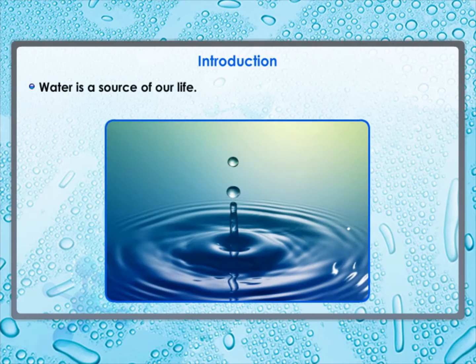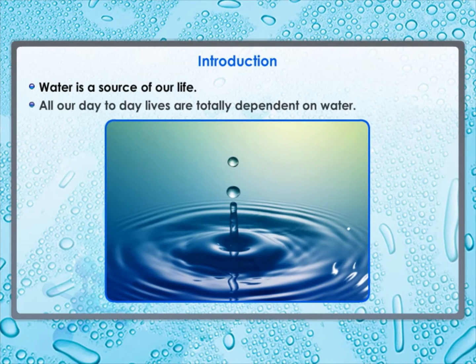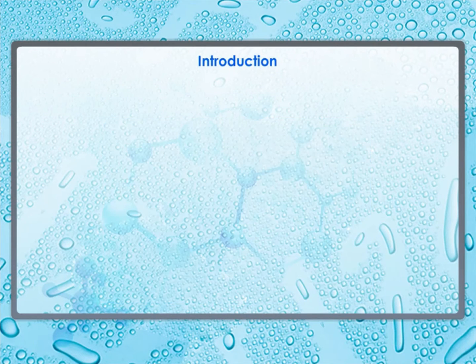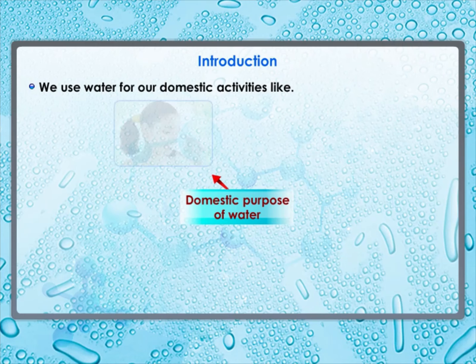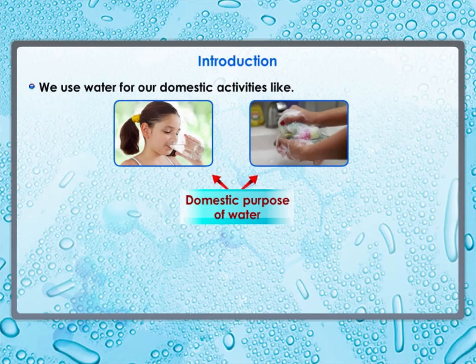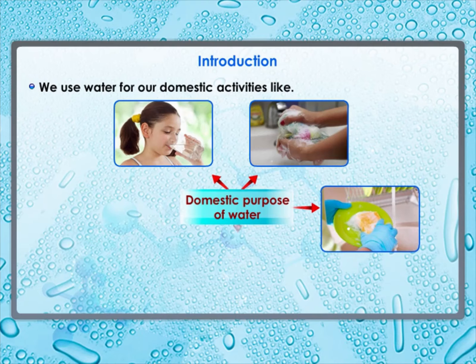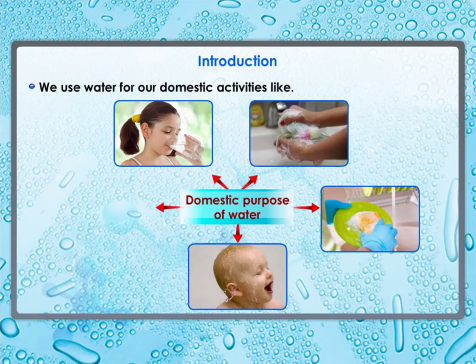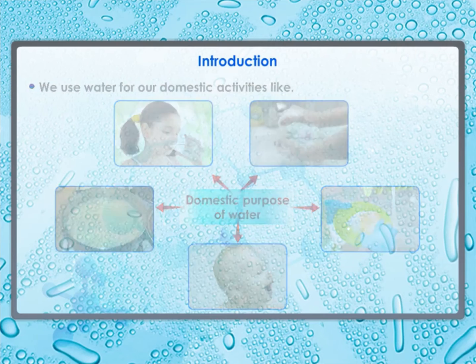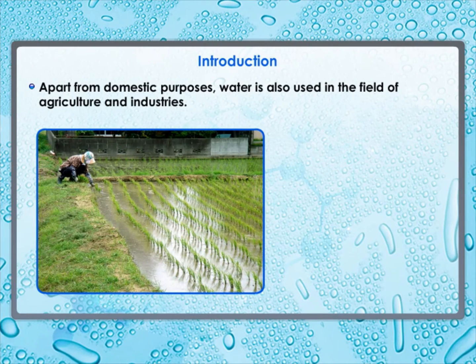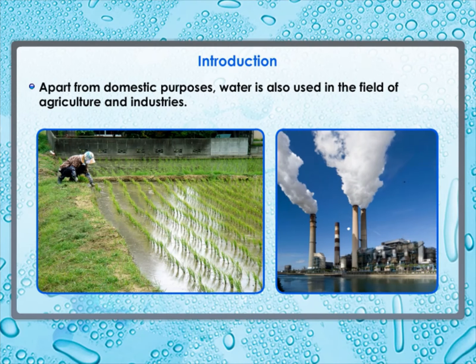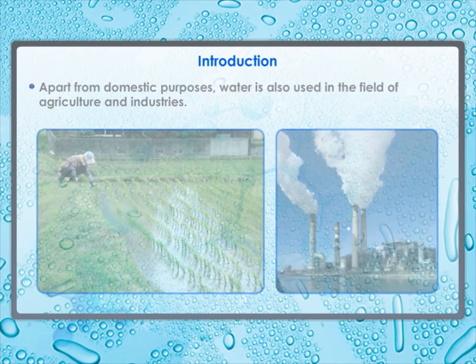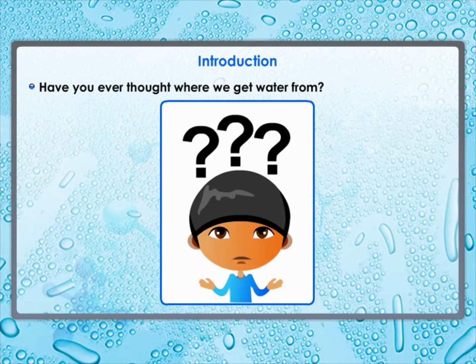Introduction. Water is the source of our life. All our day-to-day lives are totally dependent on water. We use water for our domestic activities like drinking, washing, bathing, and cooking. Apart from domestic purposes, water is also used in the field of agriculture and industries. Have you ever thought where we get water from? Think about it.